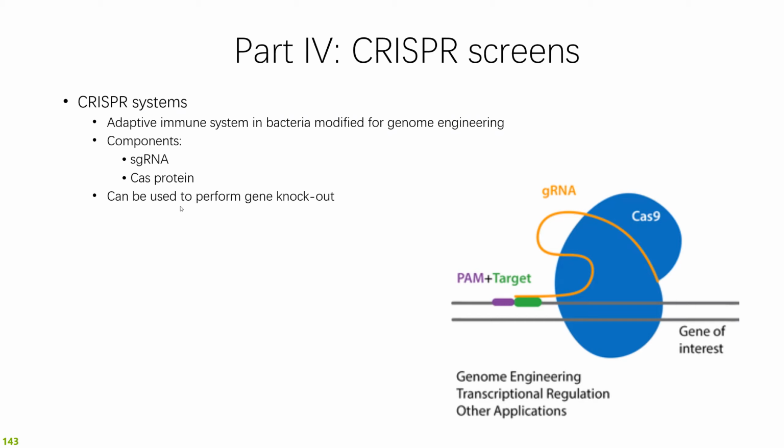So the components of CRISPR system include mainly the guidance RNA, the sgRNA that recognizes a specific position in the genome, and the Cas protein, which is an endonuclease that cleaves the sequence at that position. And we can adopt this system to perform gene knockout. So we design sgRNA or guidance RNA that targets a specific gene, and this Cas9 endonuclease will cleave that gene. So in this way, we can perform gene knockout.